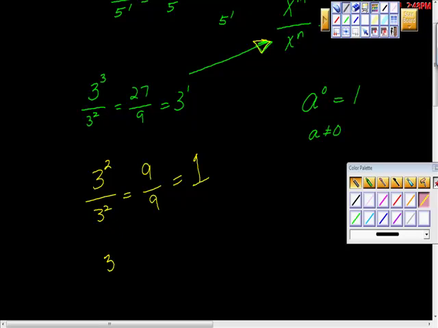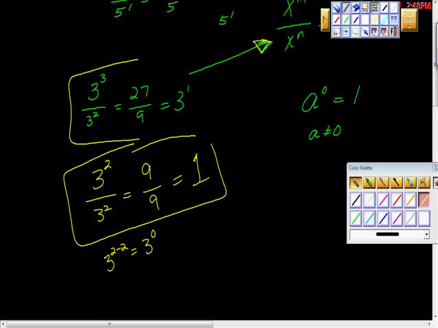But look, we have 3 to the 2 minus 2. The 2 minus 2 is 3 to the 0. But 3 to the 0 we know has to equal this. So 3 to the 0 is equal to 1. Question is, how would you get an exponent of 0? And you'd get it something like this, I think.